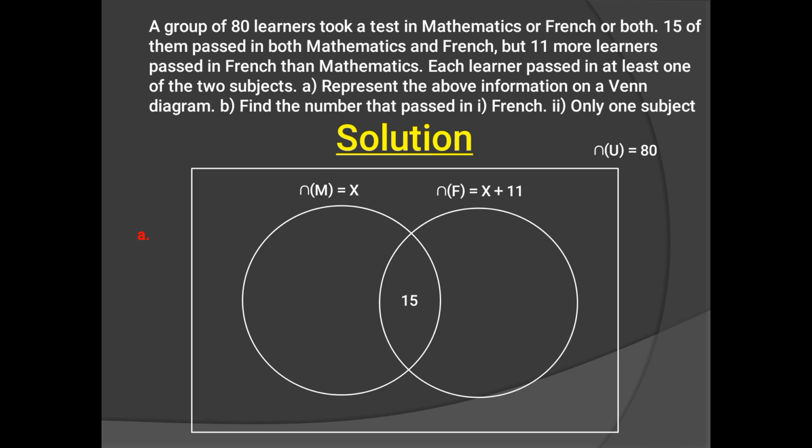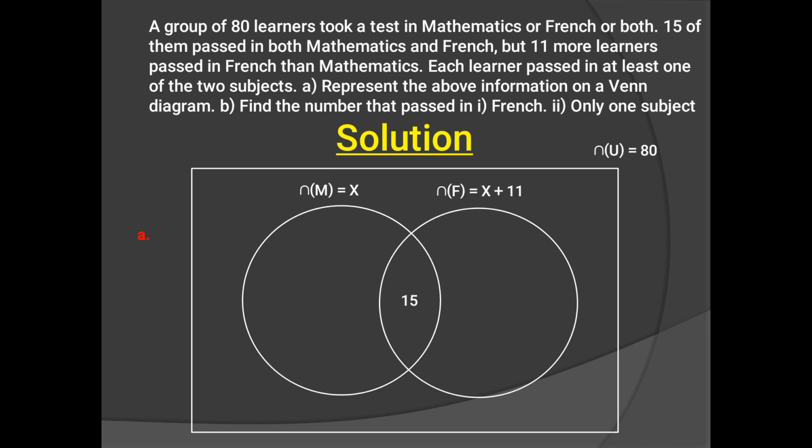Good. Now that we know our 15, the whole circle is X. If the whole circle is X and the both is 15, what becomes the only math? It becomes X minus 15. And if the whole circle for French is X plus 11, then what will be the only French? Whatever we see on top here minus the middle. So the only French is going to be X plus 11 minus 15. Here is X minus 15, and here is going to be X plus 11 minus 15.